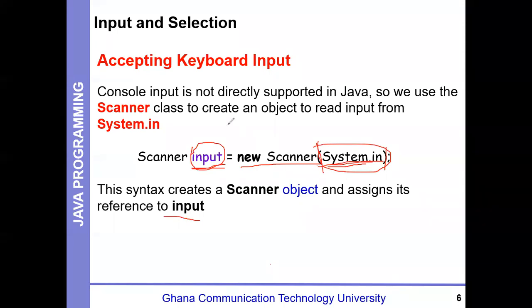So when we're creating our input, or our object to take input from the user, we need to indicate that it should be able to access the System.in, because that is where things have been defined that work out how you can take input from the user.